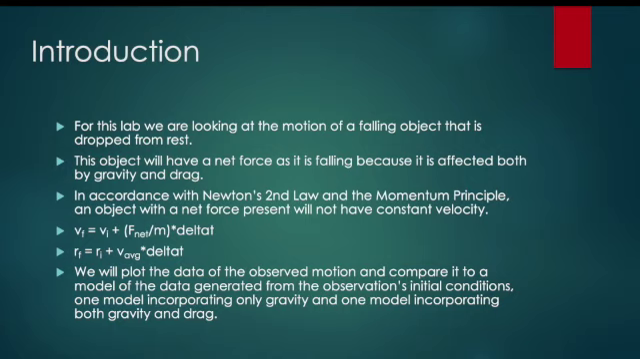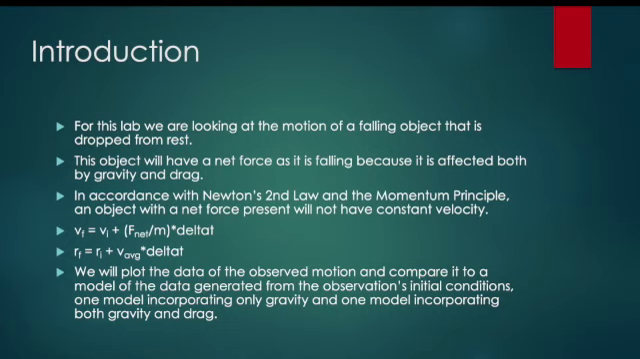So we're going to need to use the velocity update formula, which is shown here as v final equals v initial plus F net divided by mass times delta t, as well as the position update formula in order to graph with our models the change in position through time.